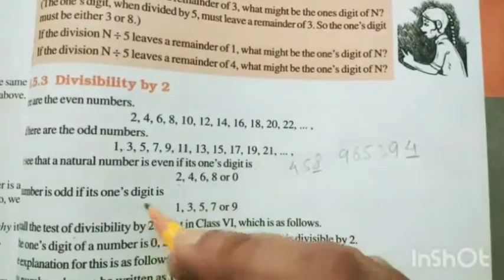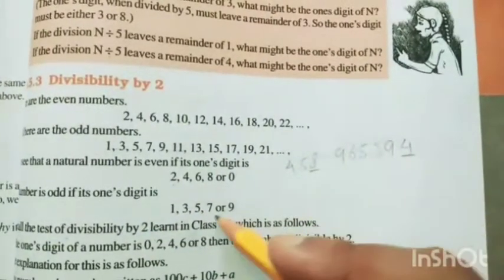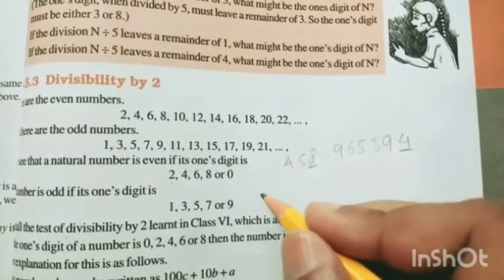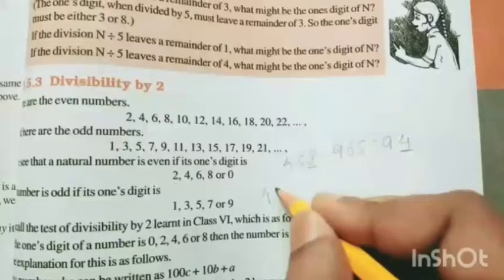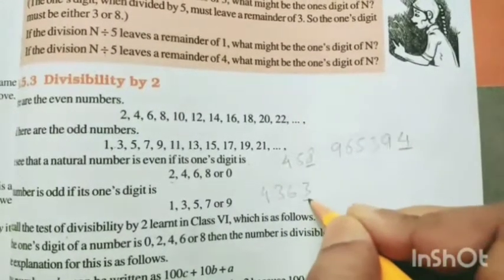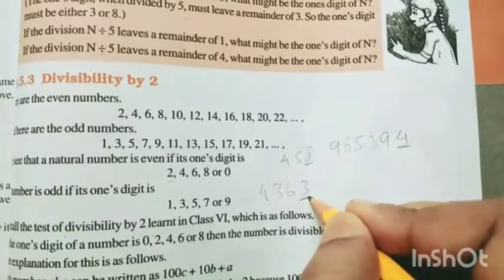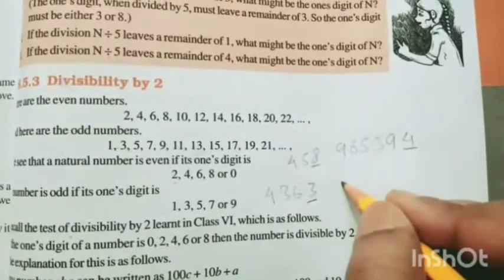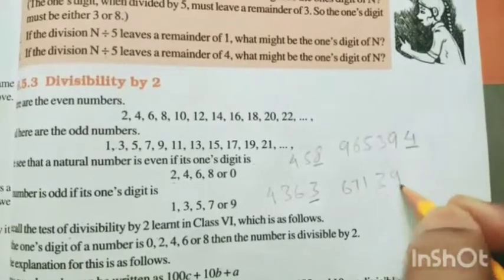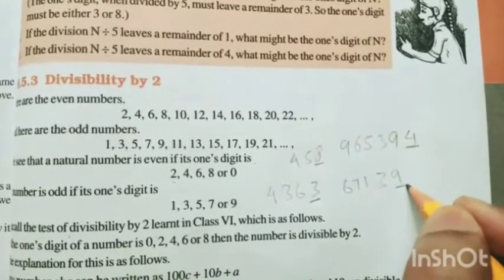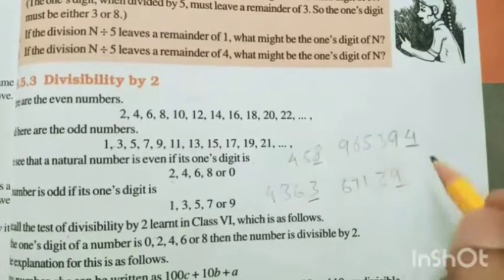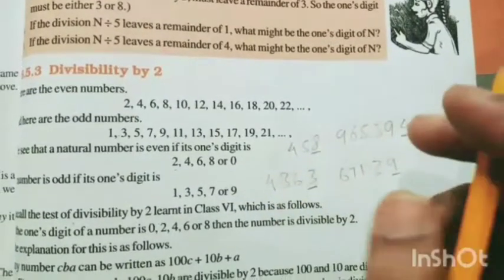And what is the identification of an odd number? If the ones place digit is 1, 3, 5, 7, 9, then it is an odd number. Suppose 4363. So the ones place digit is what? 3. 3 is an odd number. That's why this number is an odd number. Then suppose 67139. So 9 is what? It is an odd number. That's why this number is an odd number. So this is the identification of even and odd numbers. You have to see the ones place digit only.